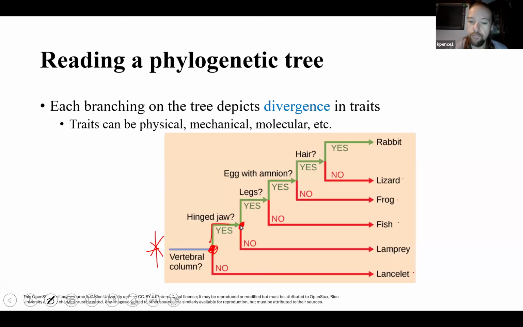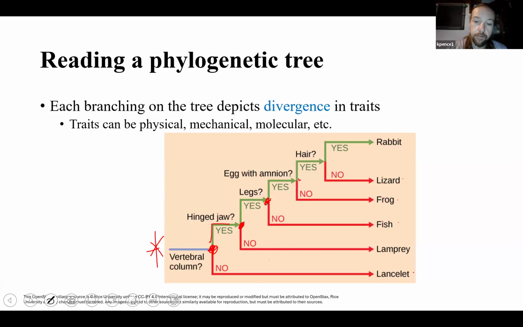Frogs, lizards, and rabbits, they all have jaws. Okay, so we come up to our next node, and the question is legs. Does the organism have legs? Fish don't have legs, so they came off here by themselves. But rabbits, lizards, and frogs was a yes, they actually have legs.